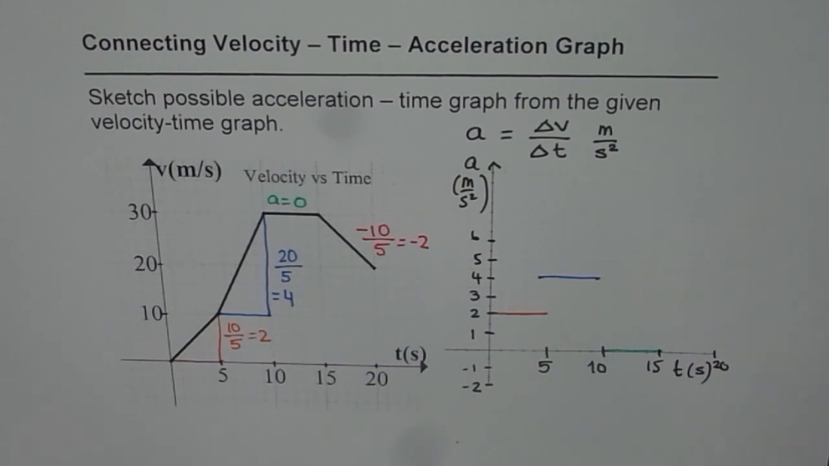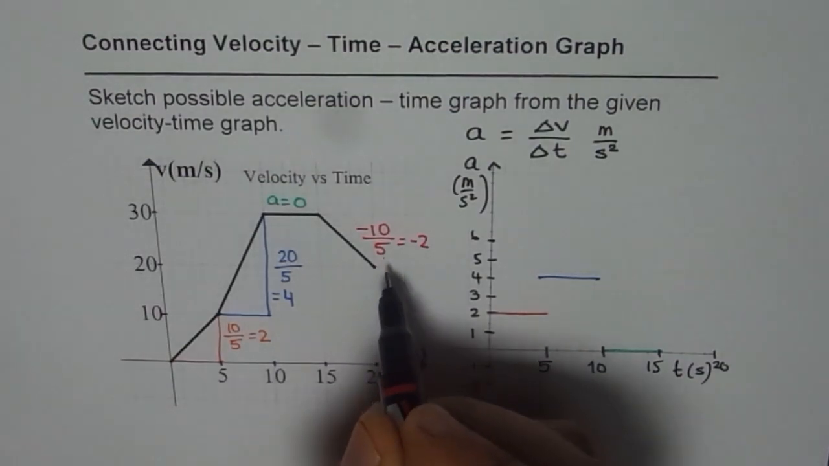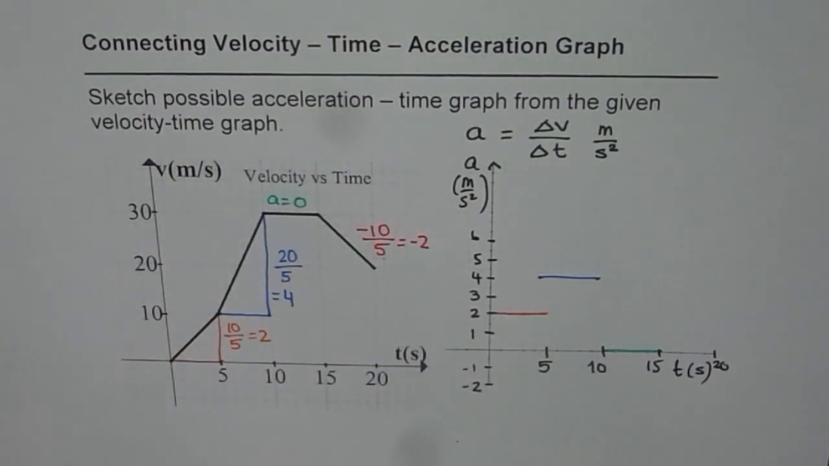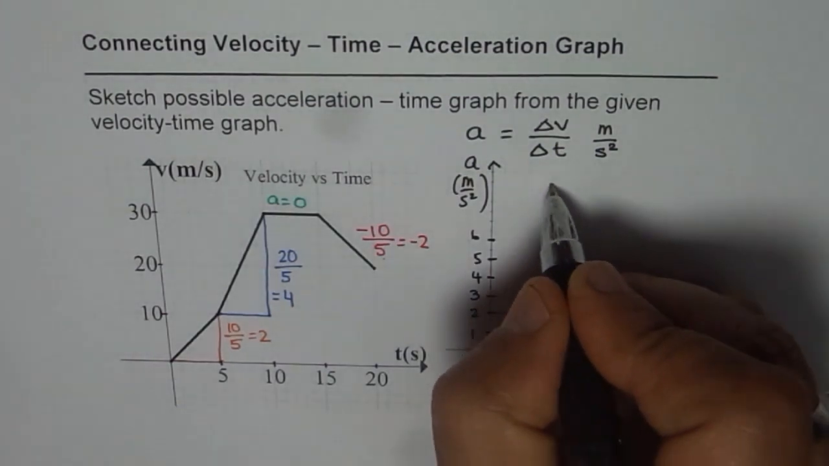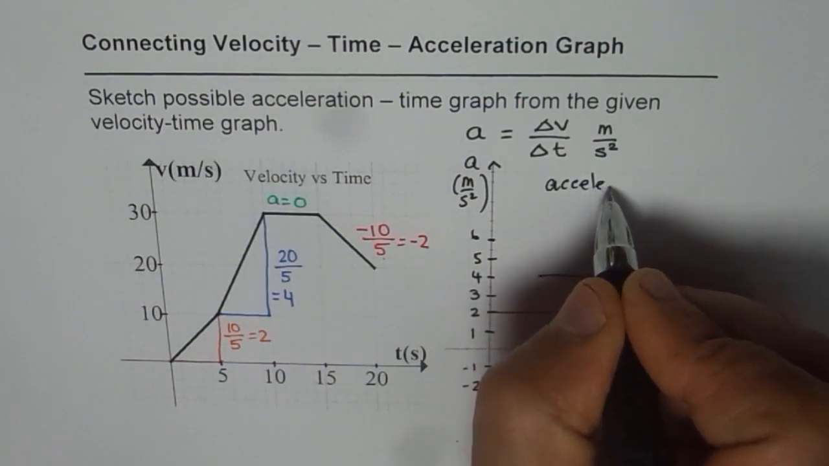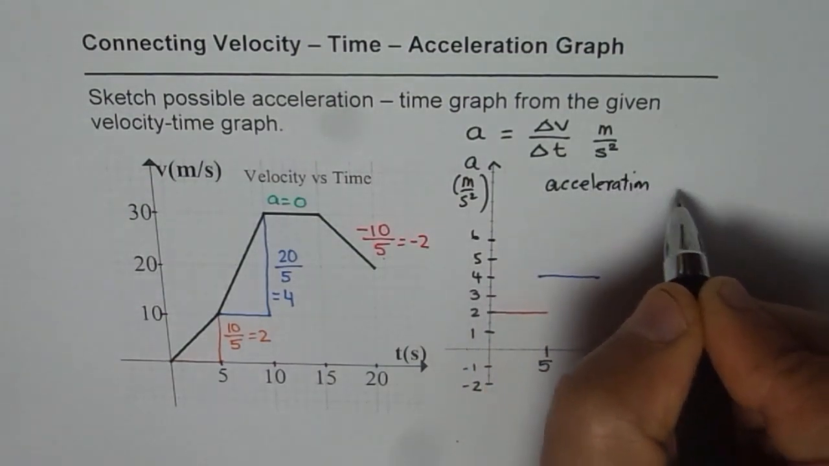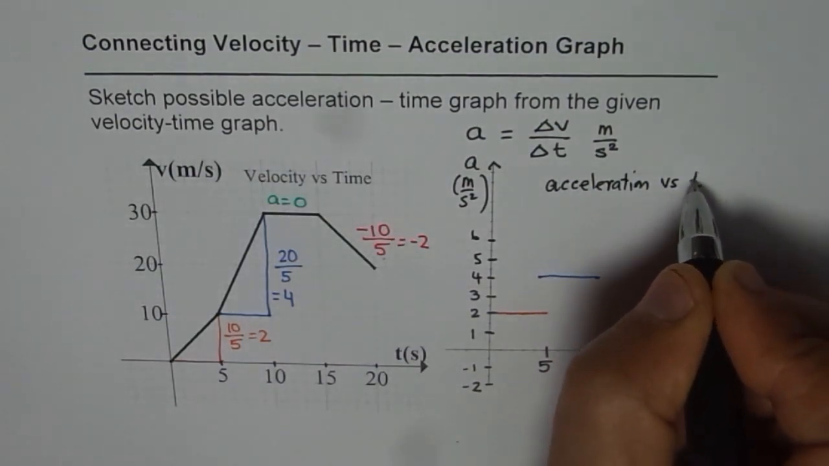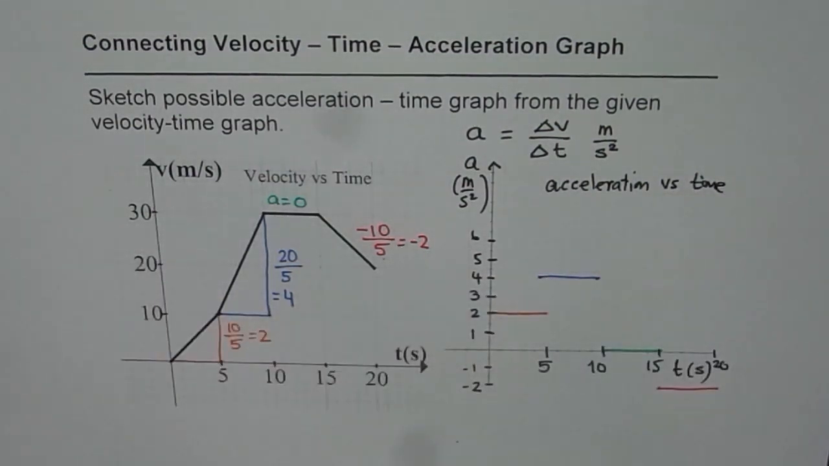Since it goes downwards, in this particular case it is minus 2. So minus 2 is the acceleration from 15 to 20. That is a negative value. That is how we can graph the acceleration versus time graph from the velocity versus time graph. So that is how it translates.